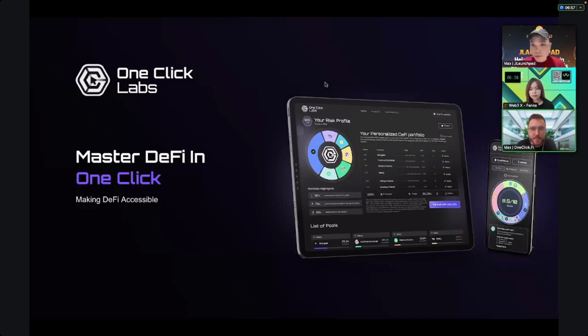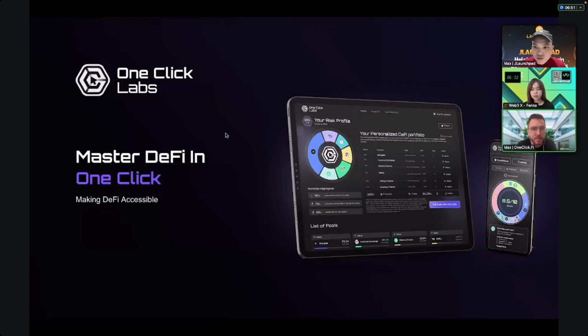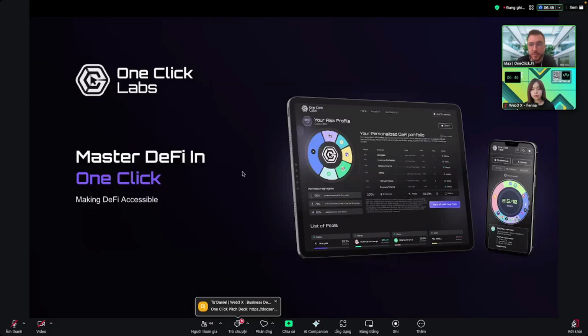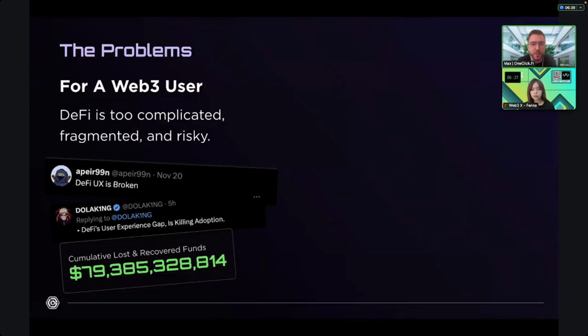Awesome. Thank you for having me during this pitch event. I'm here to talk about Oneclick, and we're making DeFi more accessible. In terms of the problems, we all know DeFi is too complicated. The UX is broken. There are a lot of risks. Everyone pretty much lost money at some point due to various hacks, exploits, scams, rug pulls. It's considered normal in the space, and it doesn't have to be this way.